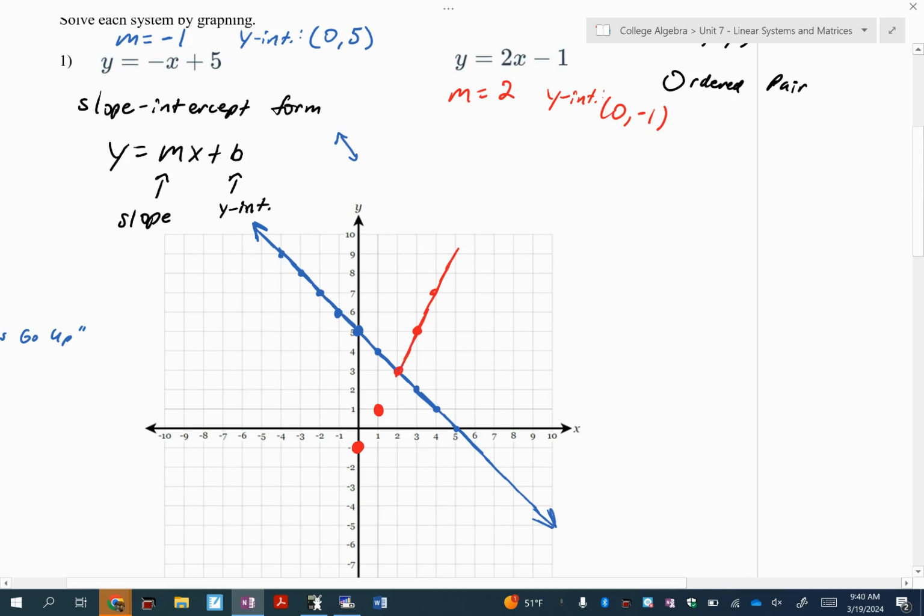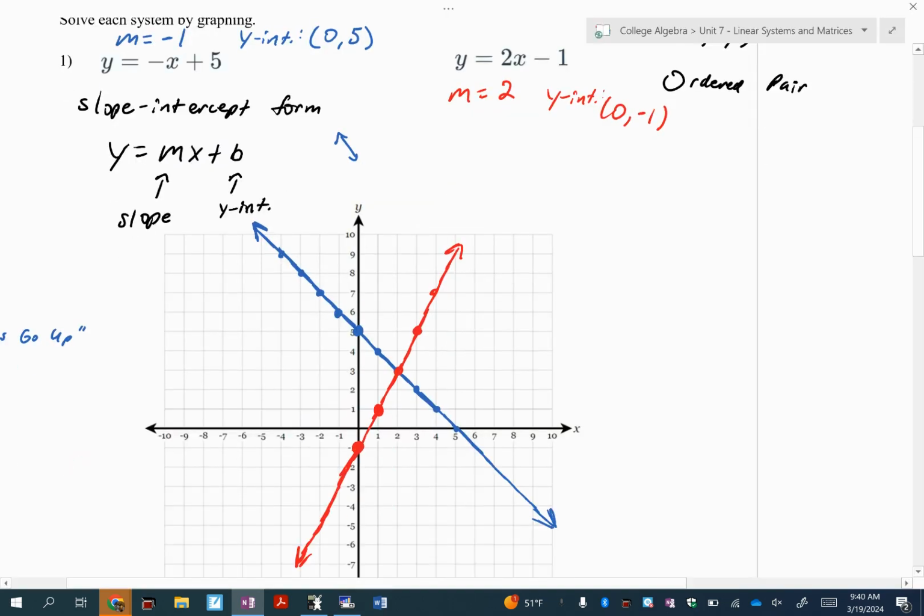Do you guys see the ordered pair where they intersect? Yes, Samantha. So up 2 and then right 1. Then do it again. Up 2, right 1, and that's actually my solution. For the blue one, we went up and left. The y-intercept is -1, but the slope is positive. So if the slope is positive, I'm going to go up and to the right.